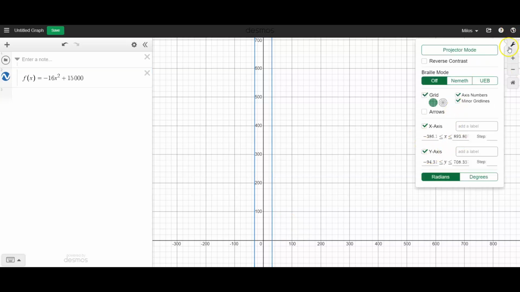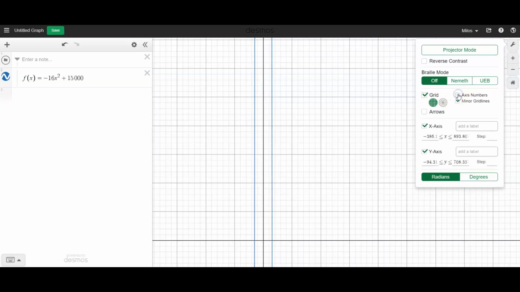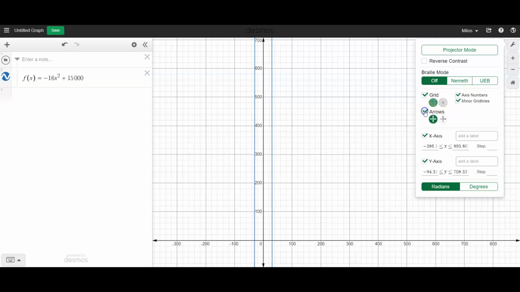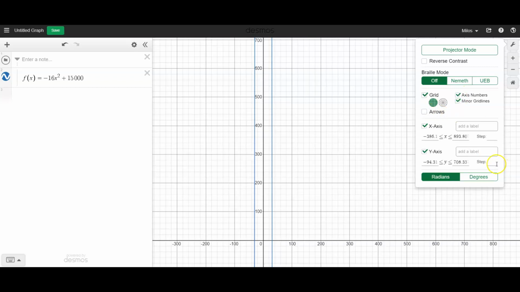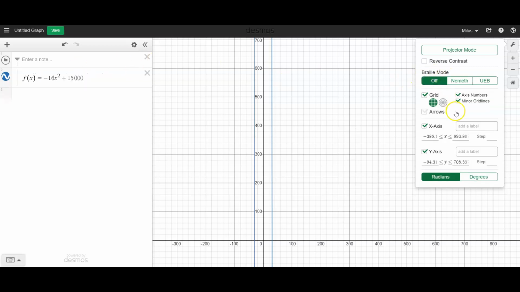But over here on the little wrench, you can change things, like the type of grid. If you don't want the grid on there, you can remove minor grid lines, major grid lines, etc. You can have arrows on the axes. You can play around with those things. You can also change the way your equation shows up. I know nothing about that, so I will not comment on that at all.